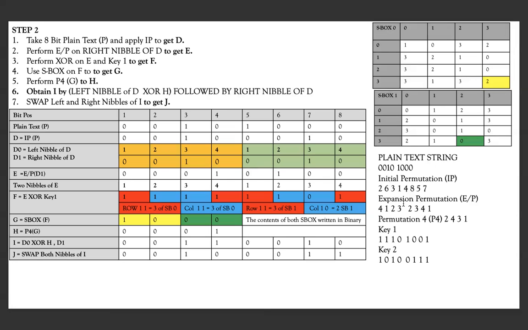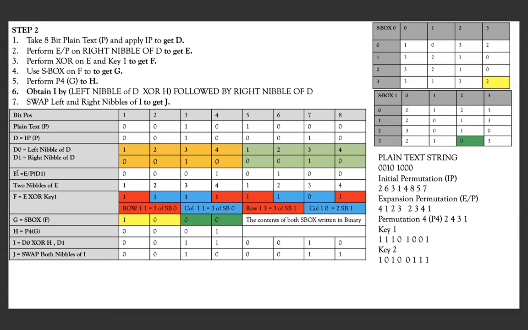Second part states that this sequence is to be followed. 2, 3, 4, 1. So bit number 2 of the right nibble is 0. Then I need bit number 3, which is 1. Then bit number 4, which is 0. And bit number 1, which is also 0. So combining them together, I have a byte, 8 bits, which will now be known as E.